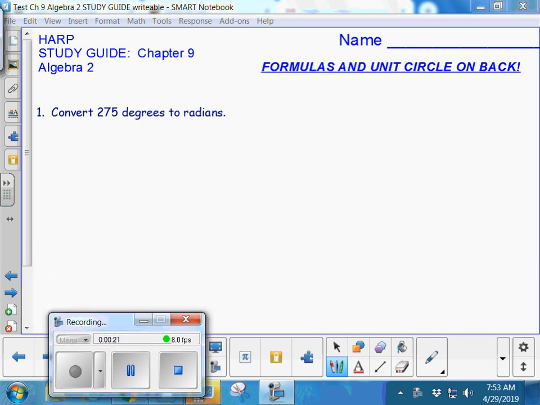Hey, who's excited for the study guide today? We got our cell phones put away and our earbuds out, and we're ready to be scholars today, right?